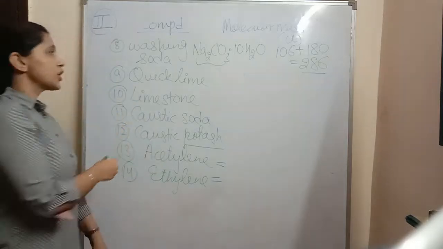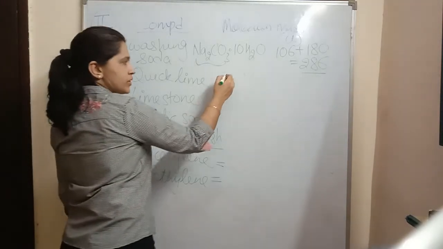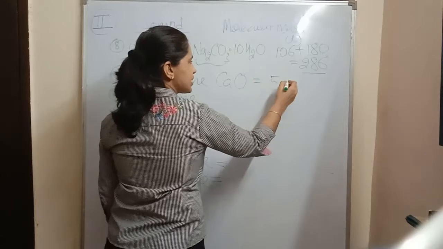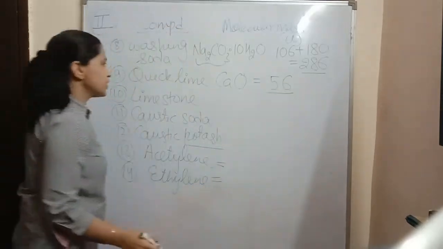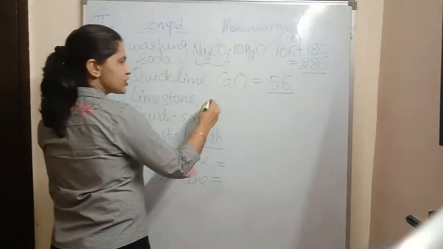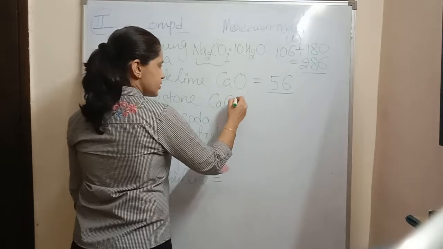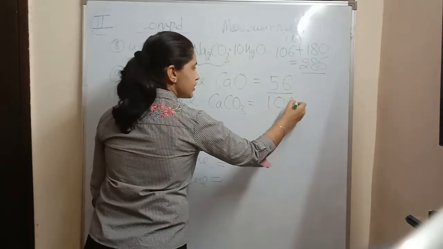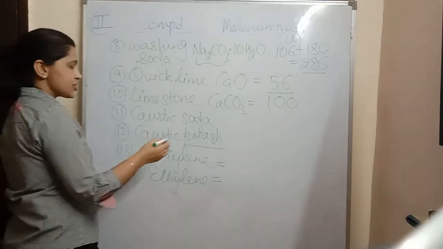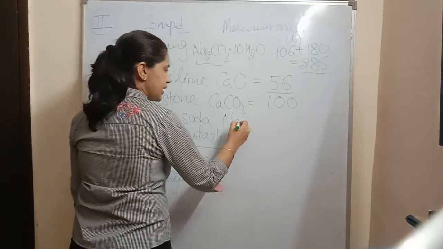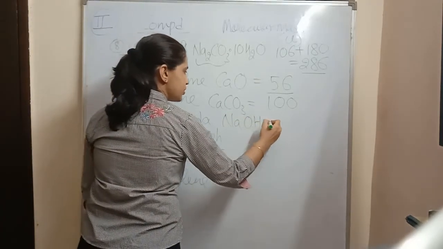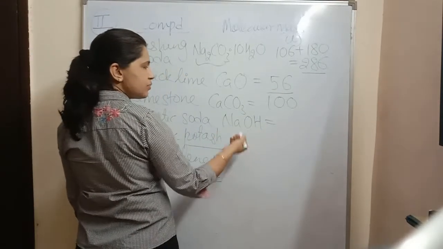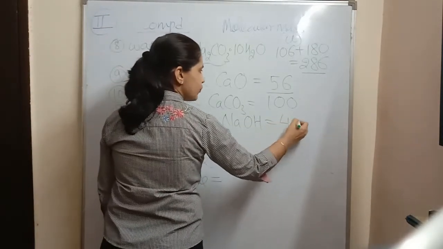Right. Quicklime. What is quicklime? CaO. Perfectly written. 40 plus 16, 56. Limestone. How much is it? CaCO3. 40 plus 12 plus 48, 100. Caustic soda, NaOH. How much? 23 plus 16 plus 1, 40.